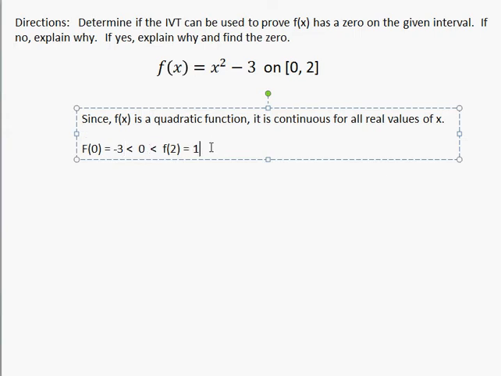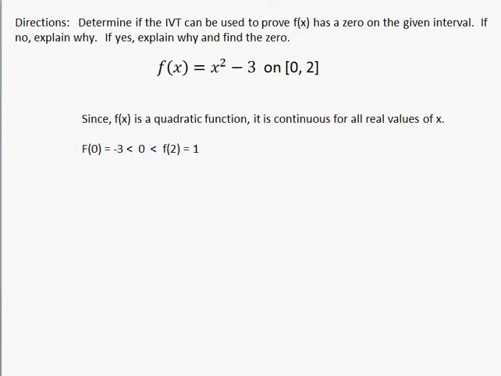So these are the conditions we just checked. Is the function continuous? Yes, it is. It's a quadratic, so it must be continuous. That's here. And is the value we're interested in, 0, between the values of our endpoints? f of 0 is negative 3, f of 2 is 1.